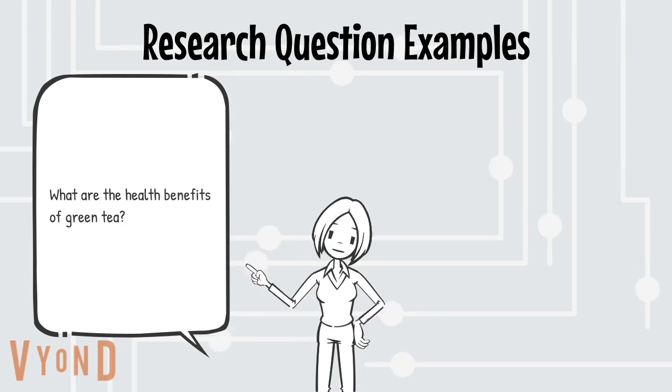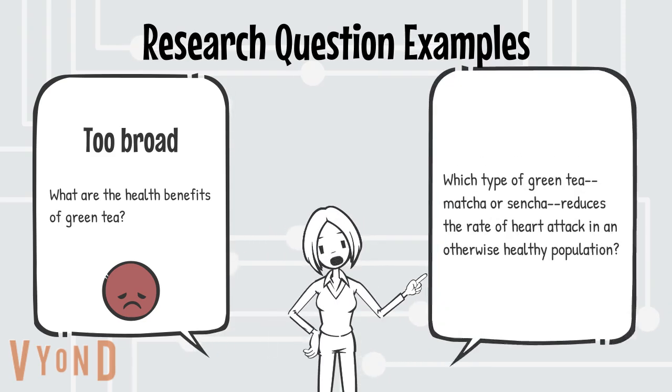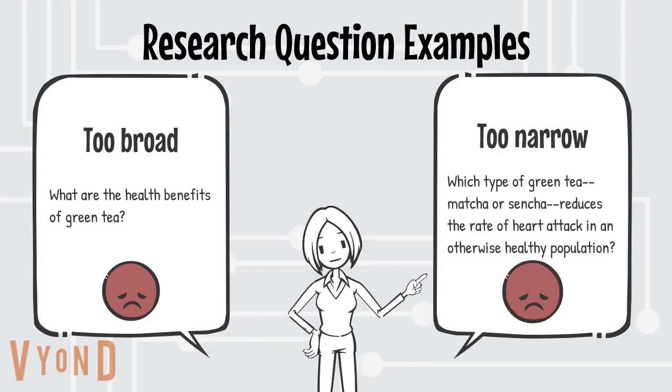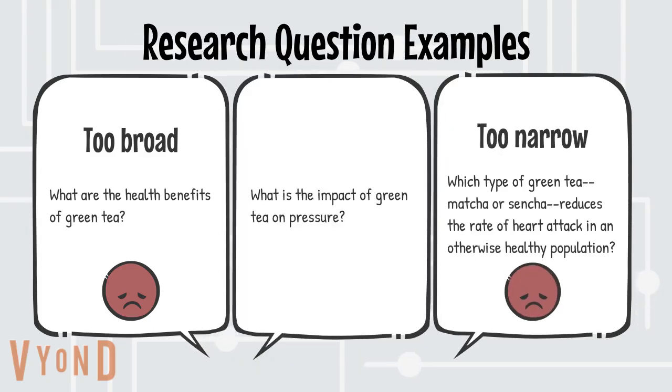What are the health benefits of green tea? This is too broad. Which type of green tea, matcha or sencha, reduces the rate of heart attack in an otherwise healthy population? This is too narrow. This is a just right research question example. What is the impact of green tea on blood pressure?